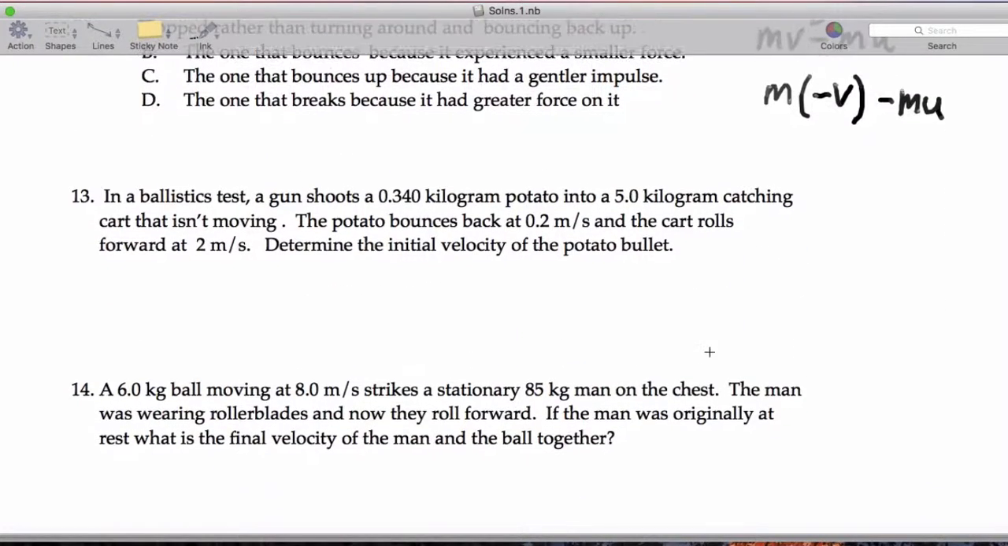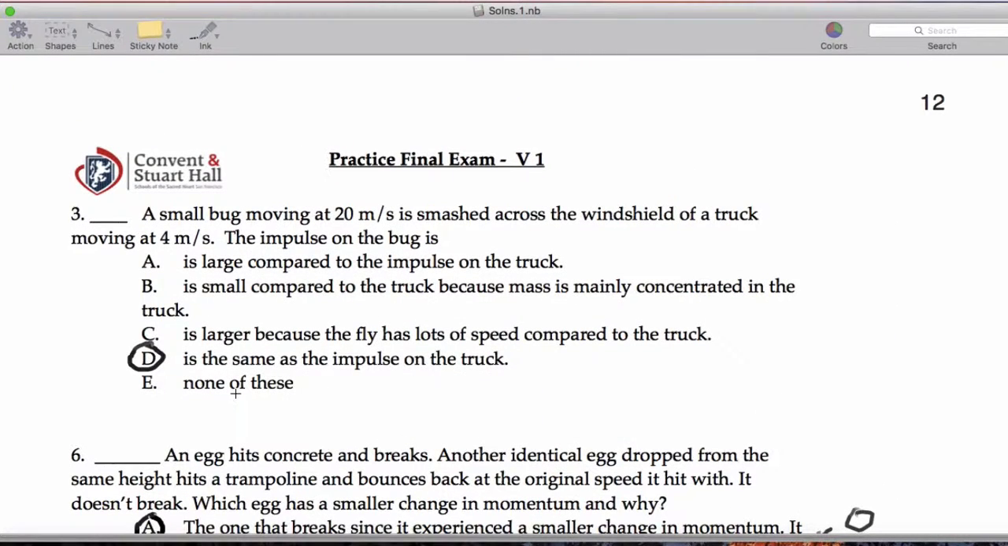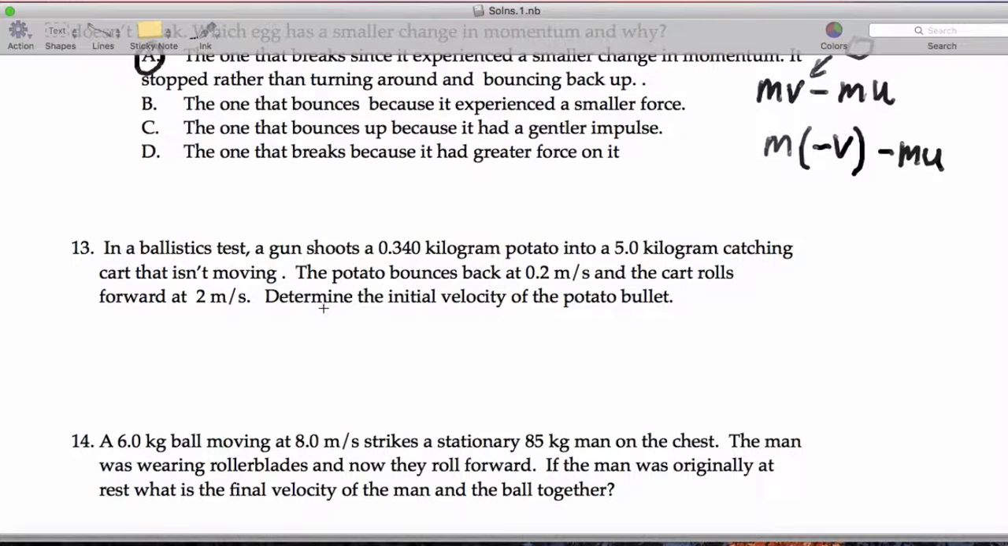All right, number 13. We are going to use conservation of momentum here. By the way, for those that are wondering, the rule for momentum and impulse: when you have one object, use impulse momentum. When you have two objects, use conservation of momentum. So here we go. We're going to use m1 u1 plus m2 u2 equals m1 v1 plus m2 v2, like this.